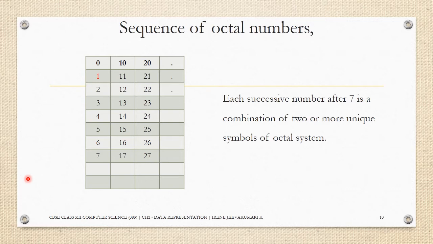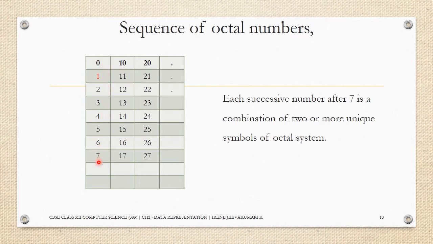Sequence of octal numbers. The octal number system has 8 unique digits or symbols. It starts with 0, 1, 2, 3, 4, 5, 6, 7. After 7, each successive number is a combination of 2 or more unique symbols of the octal system.